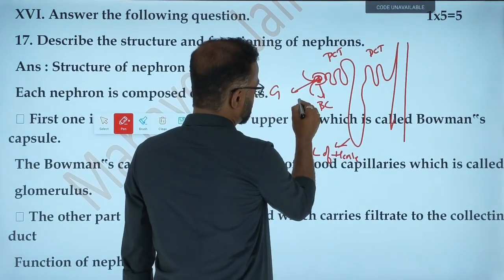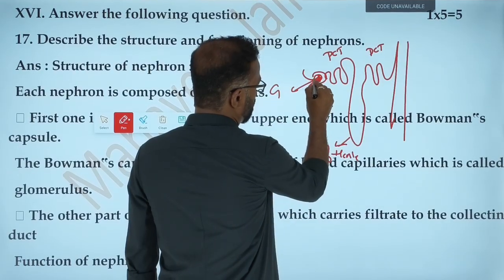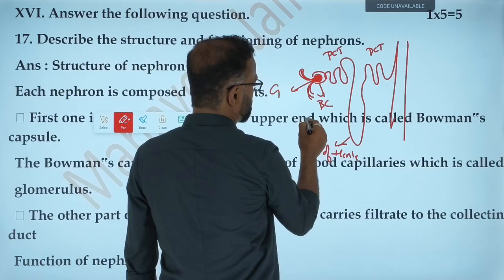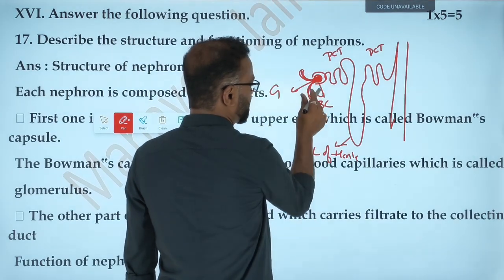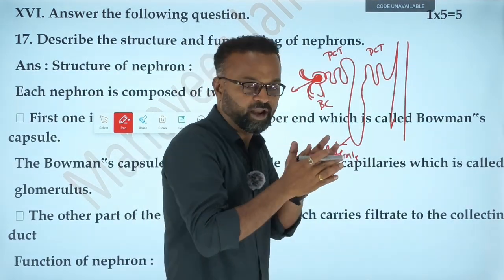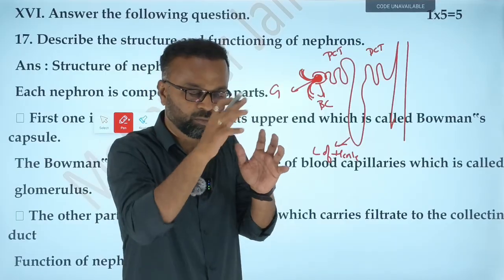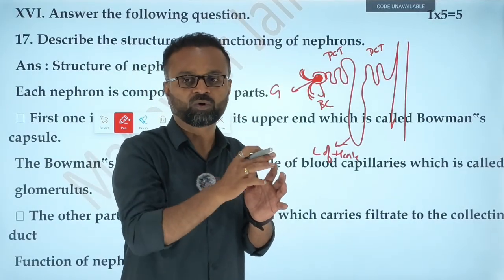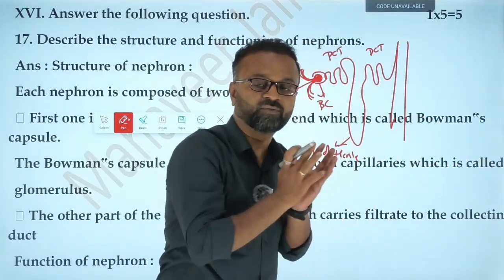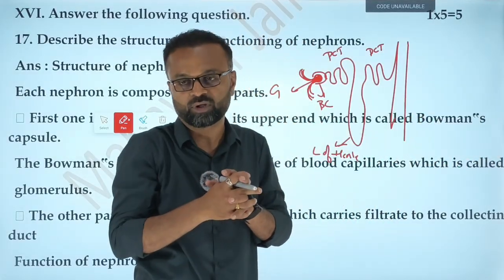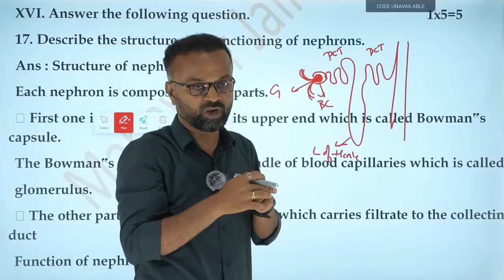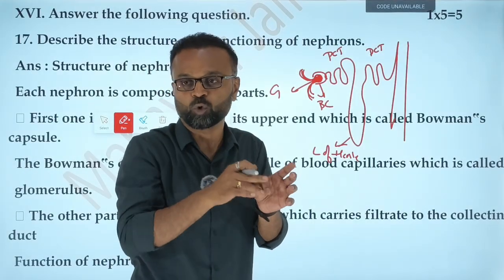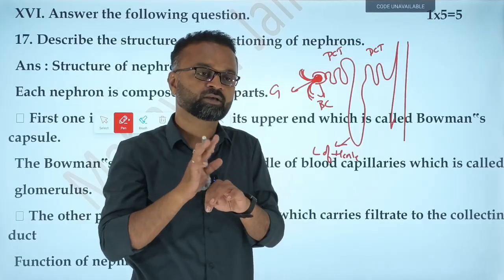So what happens? When the blood is flowing into the glomerulus, it will go here and it will come out. This efferent artery is smaller than the afferent artery, so a lot of pressure is created. Because of that pressure, what is inside the blood? Glucose, amino acid, urea, salt, and water will be there. They filter and go into the Bowman's capsule. Blood cells will not go into the nephron or the Bowman's capsule because their size is bigger compared to that of the glucose, amino acid, water, and salts.